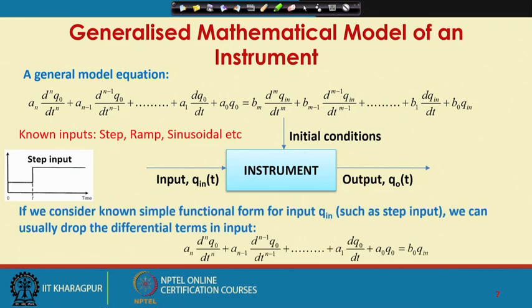So, if you consider a simple functional form such as a step input, we can usually drop the differential terms in the input. What we mean here is that if we know the functional form of q_in, then I do not have to express q_in as a general mth order ordinary differential equation with constant coefficients, because I know the functional form of the input.